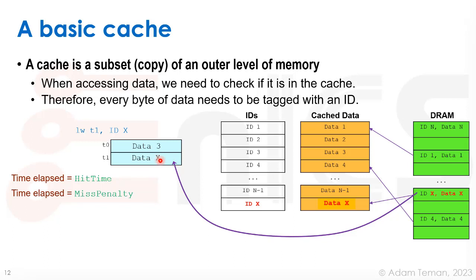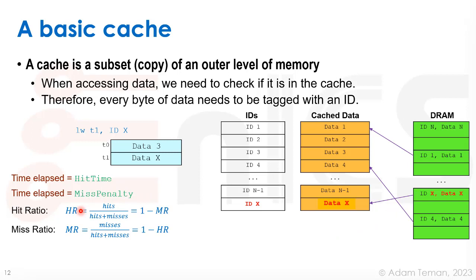The time it takes to go to that outer level of memory, for sure, if it's something like DRAM, is going to be much larger than our hit time, and so we call that a miss penalty. So then we have two important figures of merit. One of them is the hit ratio, which is the number of hits divided by the number of hits plus the number of misses, and the miss ratio is the opposite: how many misses we have divided by the total number of accesses.